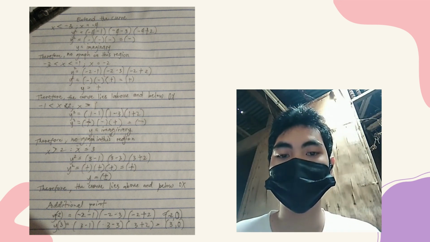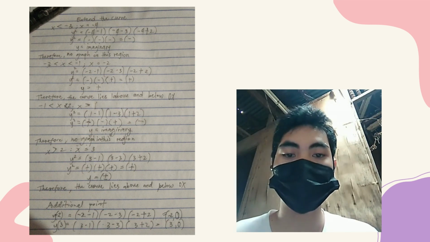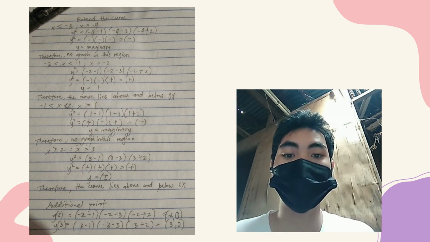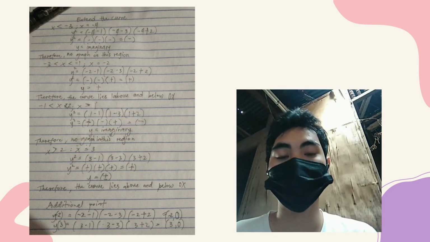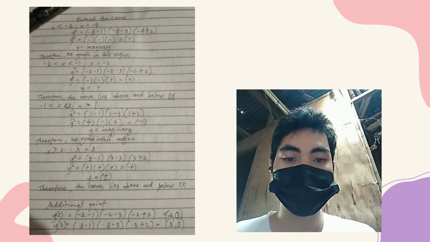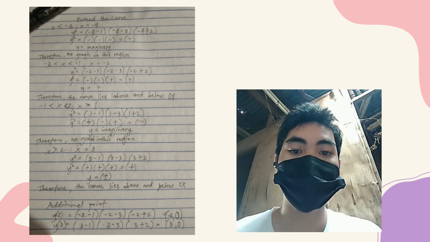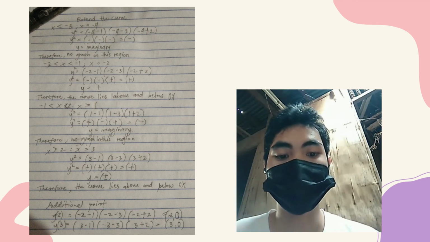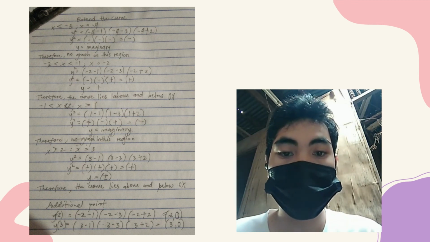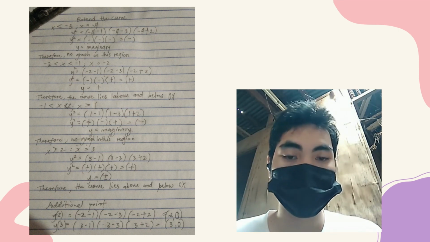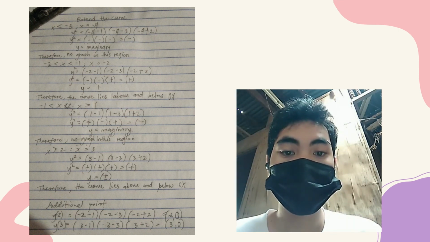and we will simplify it. So 2 times 0 is 0, and 0 times 5 is 0. So y squared is equal to 0, and if we will just simplify the equation, y is equal to 0. And if we will plot the points that we have, it will look like this.